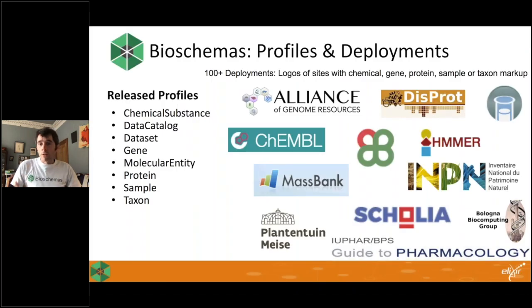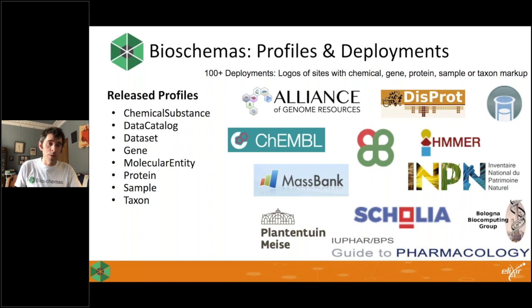So I want to focus on the bioinformatics side of things here rather than the schema.org side. So we've been developing new types to help describe bioinformatics resources. So we have a set of 8 released types that we've developed, and these allow us to describe things like gene, protein, and molecular entity. And what you see on the right-hand side here are some logos from the sites that have actually deployed these life sciences types.